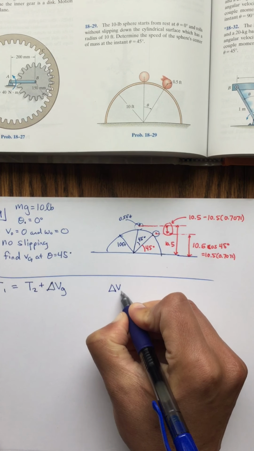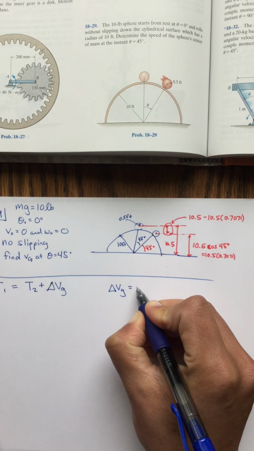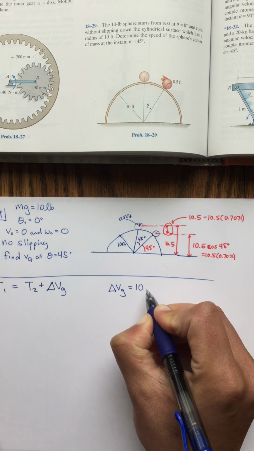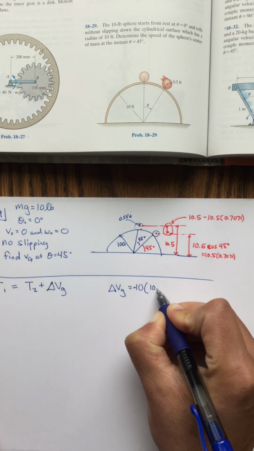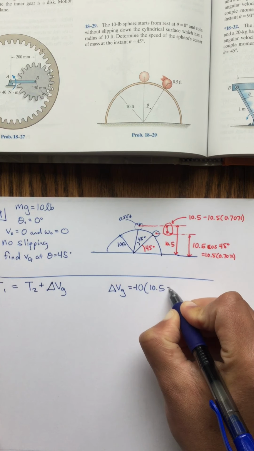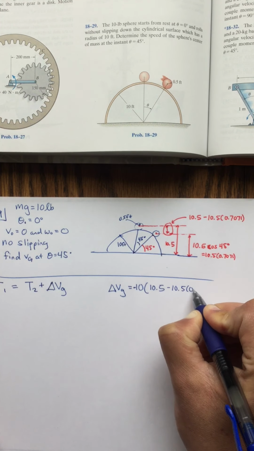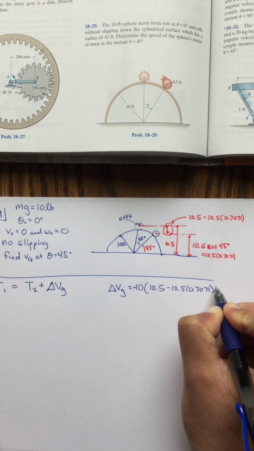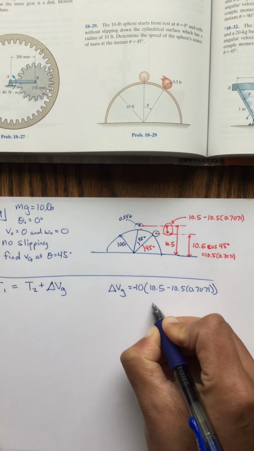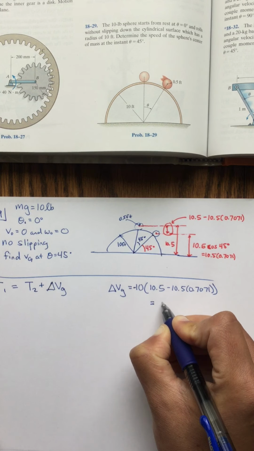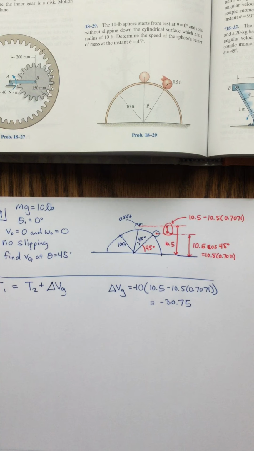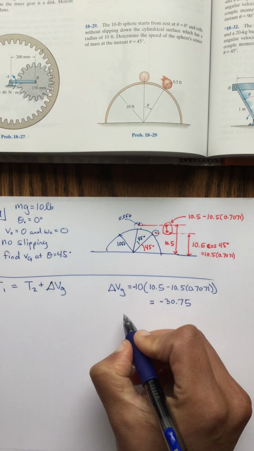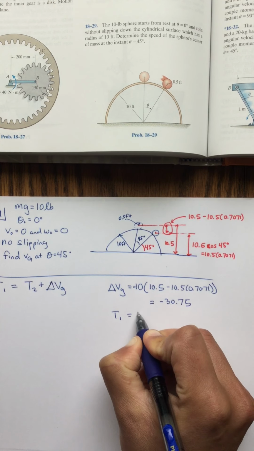So the change in gravitational potential energy is m times g, which is 10 pounds, times the change in height, which is negative. And it's 10.5 minus 10.5 times 0.7071. That gives me negative 30.75. And the sphere started from rest, so T1 is equal to 0.